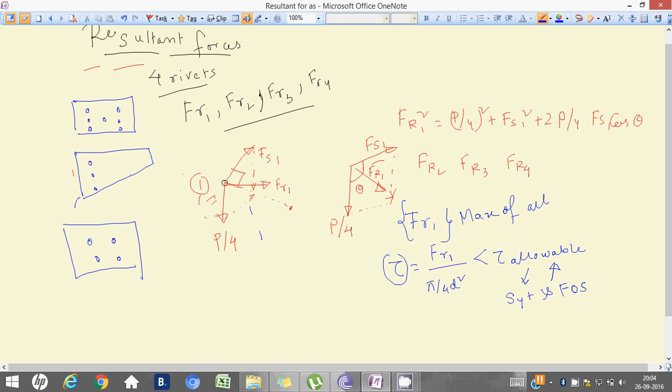You can also find the theta, whose cosine value you are using here and here. Suppose our system is like that. This angle is theta, and this distance and this distance will be given. From this, using the trigonometric cosine, you can find the value of theta and put it in here. So this is all about the eccentrically loaded joint.